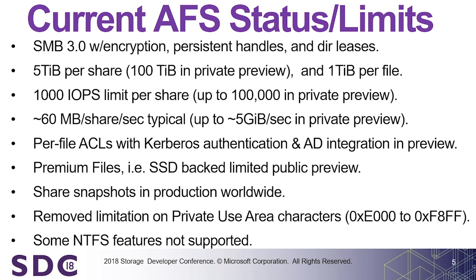Azure right now, we're currently at SMB 3 with encryption, persistent handles, and directory leases. 5 terabytes per share. Just on Monday, announced our new 100 terabyte per share private preview, which is large file shares. And I'll get into how we accomplish that later. And that's actually the major schema impacting change. 1,000 IOPS per share is now up to 100,000. It depends on whether or not you're using premium, which is SSD backed, or non-premium.